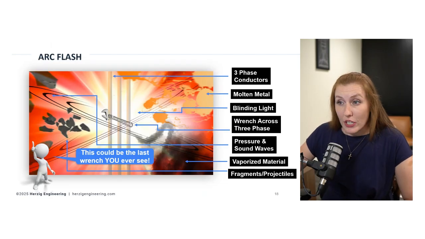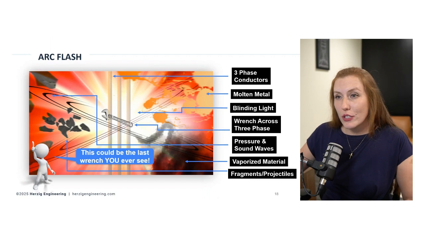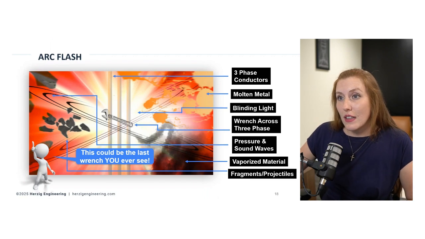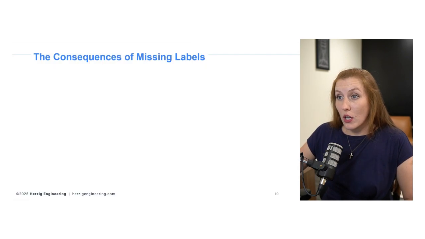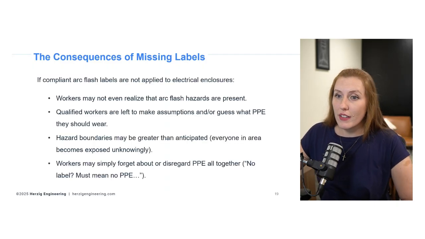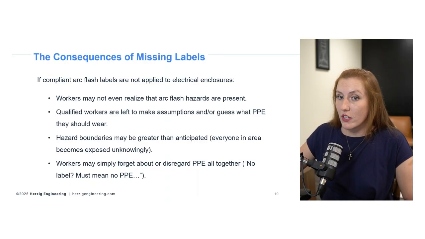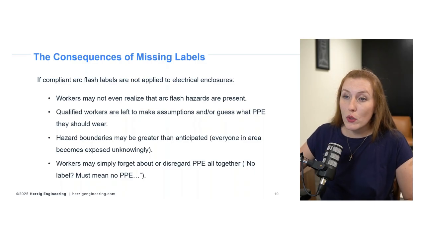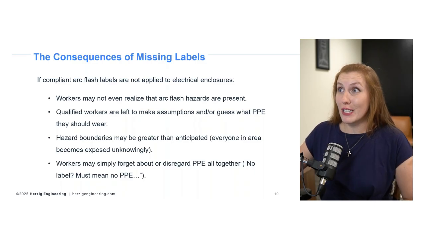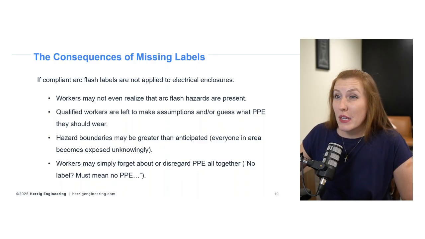So if you're not prepared, because you don't even know what the hazard level is, it could be the last thing you ever see. So, what are these consequences? If there are not compliant arc flash labels, the workers may not even realize that arc flash hazards are present. If there's not that indication to remind people, or at least notify them, maybe even initially, that there's a potential for an arc flash hazard, it may not even be on their radar.